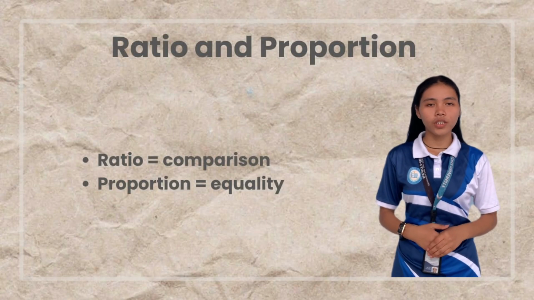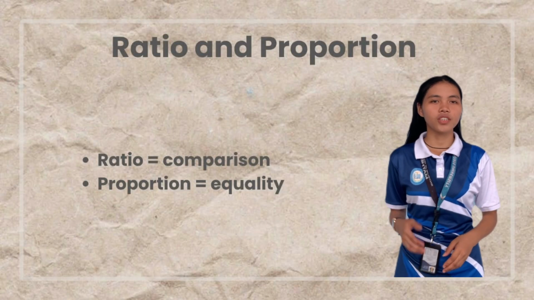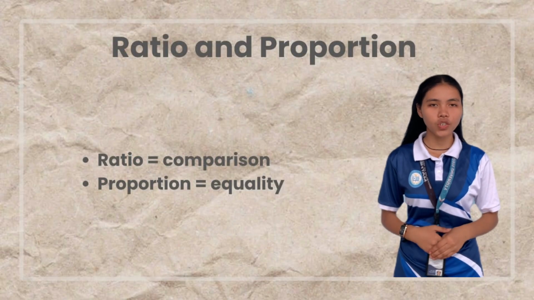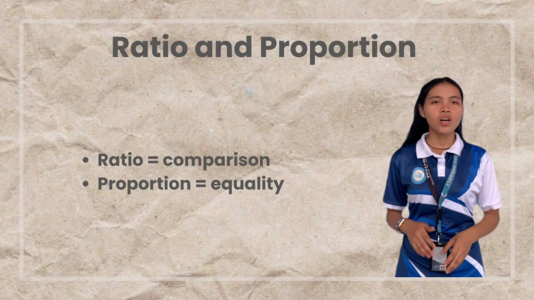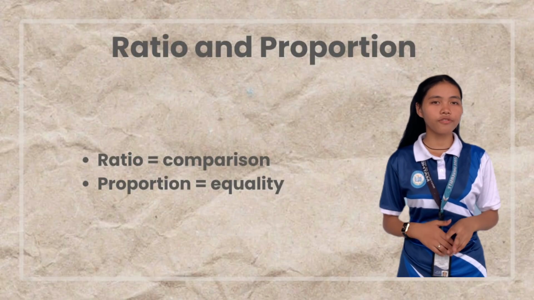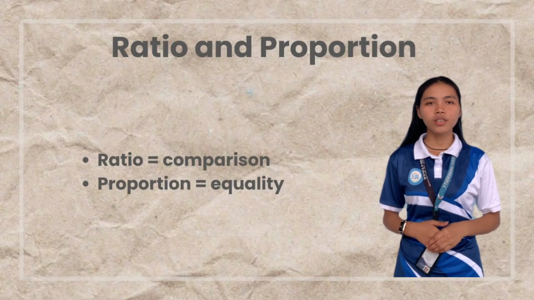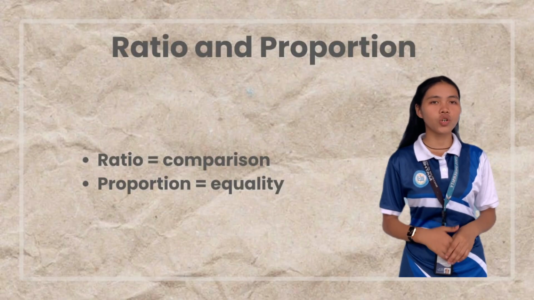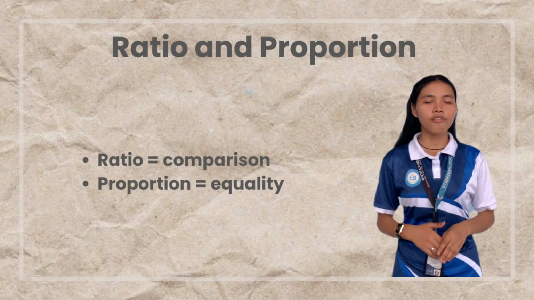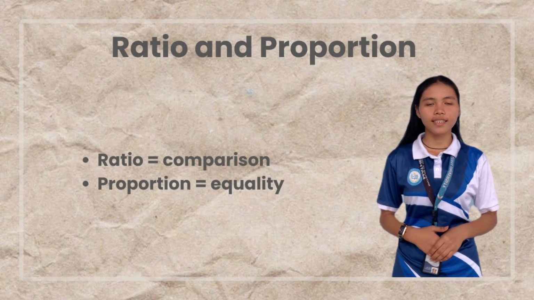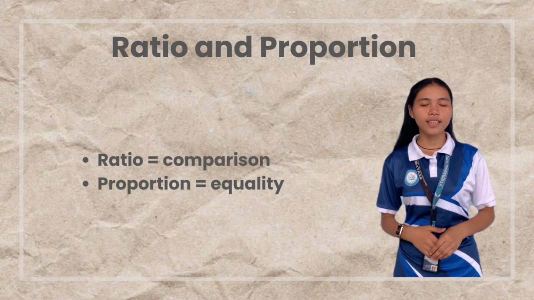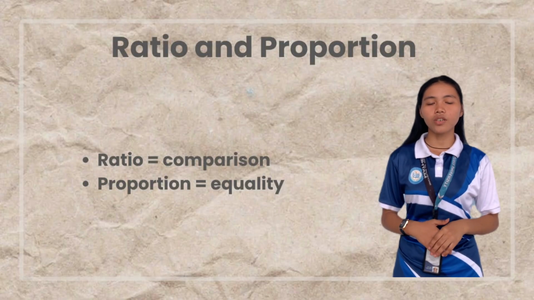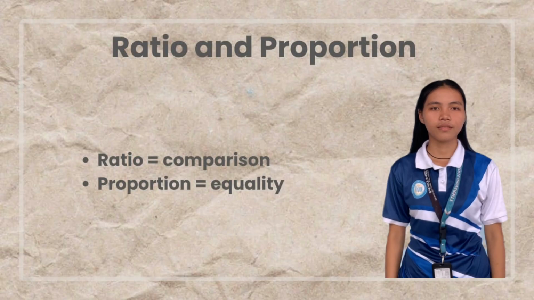Now let's talk about the real power of trigonometry, the ratio and the proportion. But first, let us define what is a ratio and what is a proportion. A ratio is simply a comparison of two numbers. For example, 1 is to 2. And a proportion is an equation that shows two ratios are equal. For example, A over B is equal to C over D, which means that the relationship of A and B is the same as the relationship of C and D.